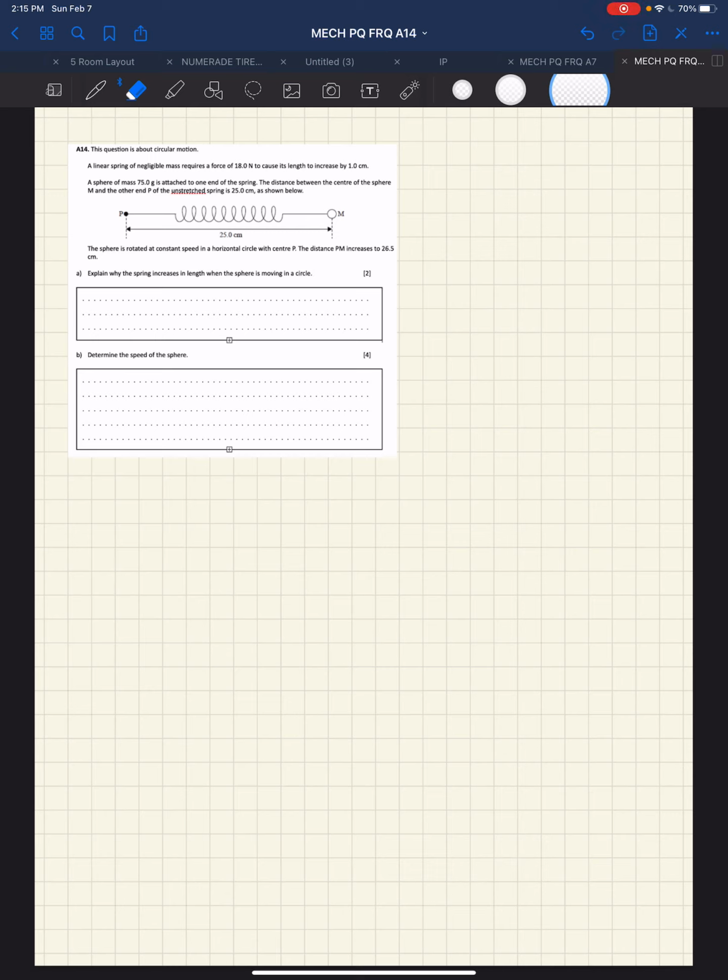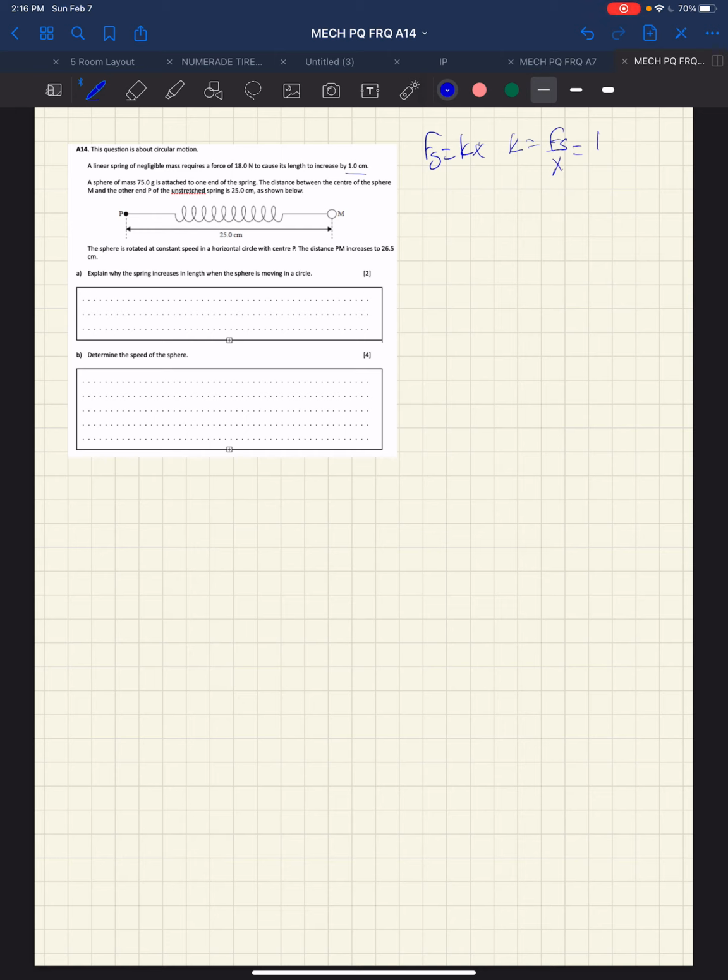So in this question, we have a linear spring of negligible mass. So we have a force, and it causes length to increase. So immediately we should be thinking Hooke's law. So the force of the spring is kx, and we have a force, and we have a change in length. So that means we can solve for k, and k then is going to be Fs over x.